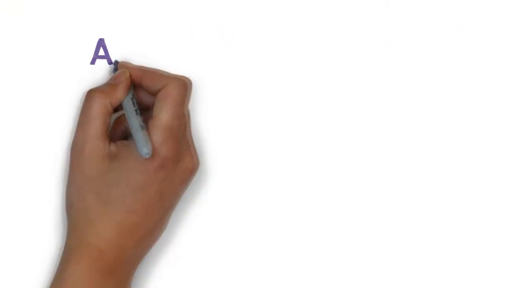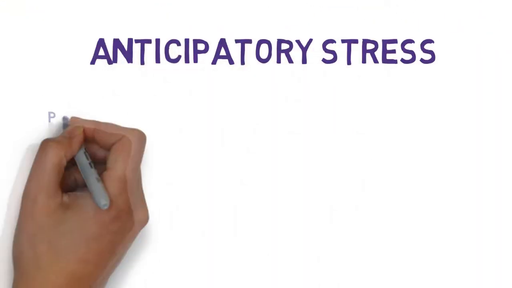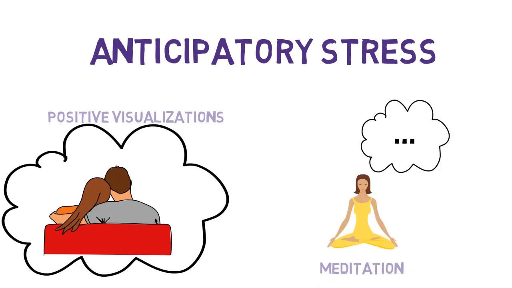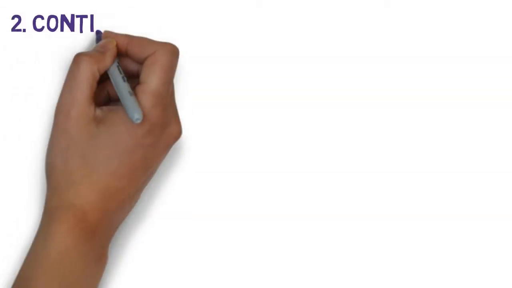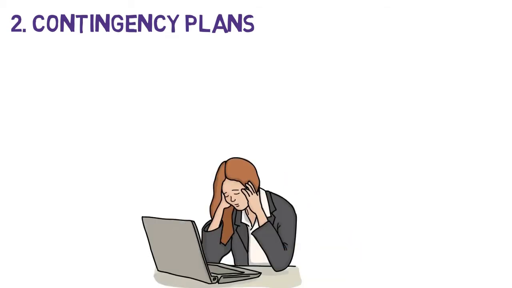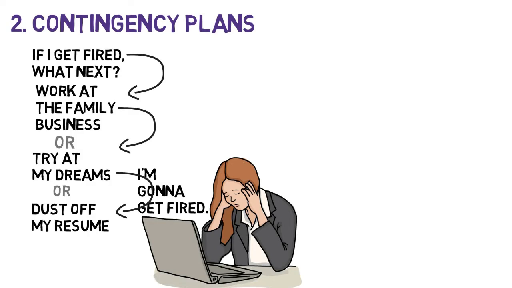Anticipatory stress is caused by future-based dreading. Some techniques that help with this are positive visualization and meditation. Anticipatory stress is usually due to fear of failure. Because of this, contingency plans help with it. You're afraid of failing at something? Ask yourself what you can do afterwards. Maybe you're afraid your boss is about to fire you. If that's the case, what can you do to prepare yourself if that does happen?